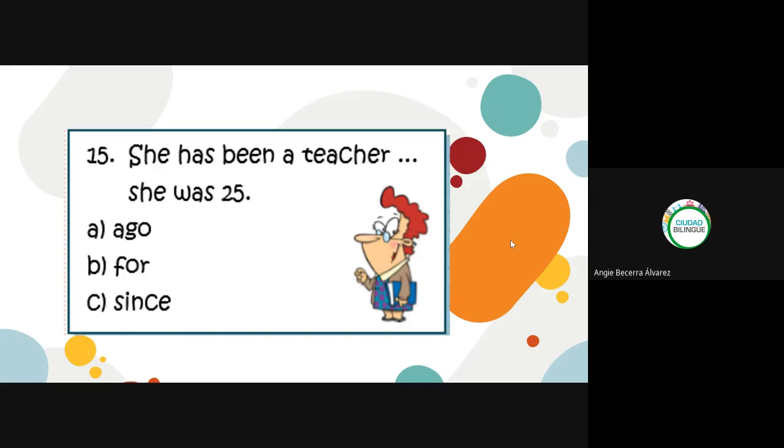Okay, perfect. So here is since, okay. Desde, entonces sería, ella ha sido una profesora desde que ella tenía 25 años. No puede ser for porque no estamos hablando de una duración, ¿cierto? Si hubiéramos dicho en cambio por 25 años ya es diferente, pero esta es la edad que ella tenía cuando comenzó su carrera como profesora. Y ago definitivamente no es porque estamos hablando del presente perfecto. She has been, ¿ok?